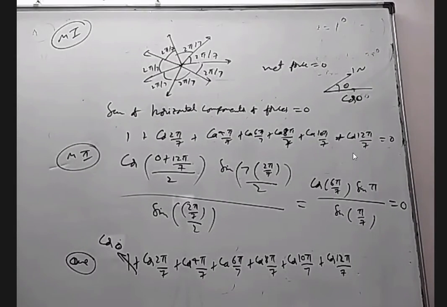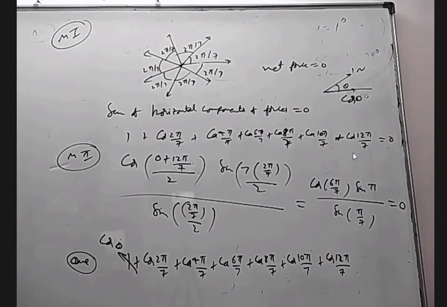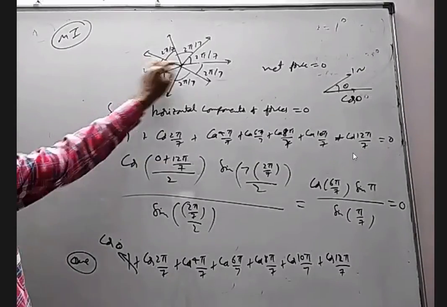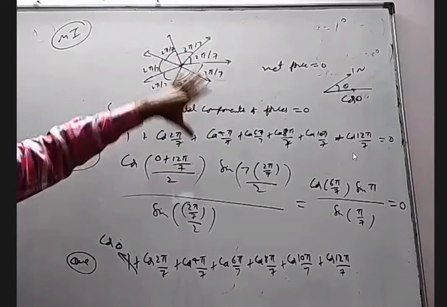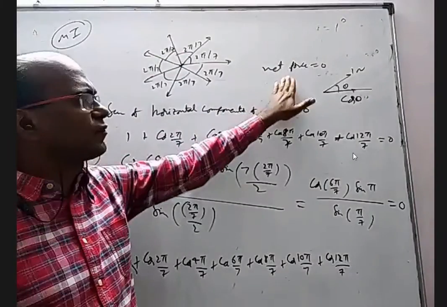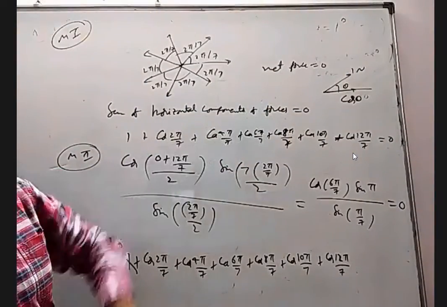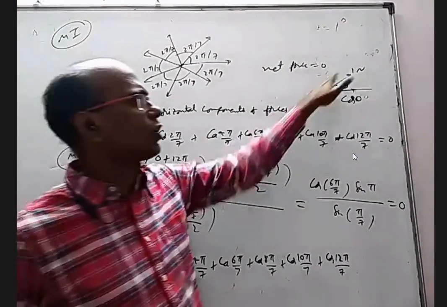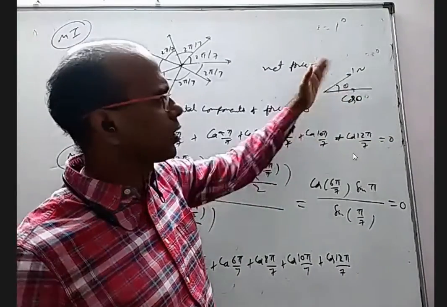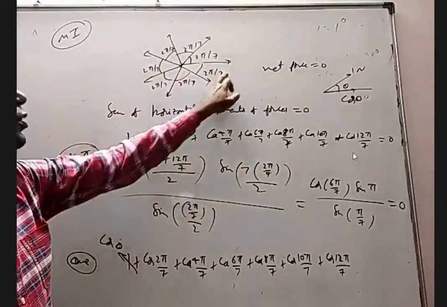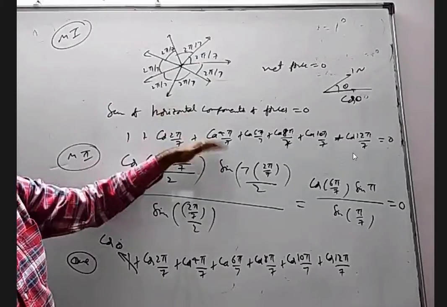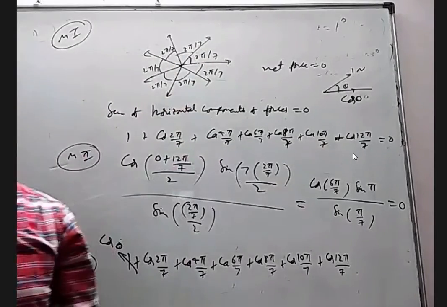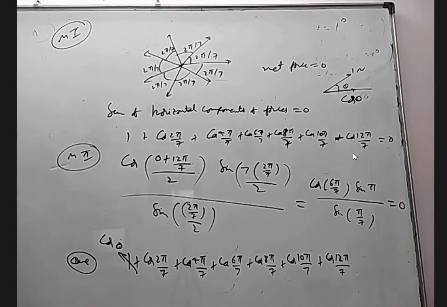Could you please explain that method once more? On a particle, if 7 forces of each 1 Newton are acting at equal angles, the net force is 0 because all are symmetrical. If net force is 0, the sum of their horizontal components is 0. For any force of 1 Newton making an angle theta with the positive x-axis, the horizontal component is cos theta. So for this 1 Newton, the horizontal component is cos 2 pi by 7. For this 1 Newton, cos 4 pi by 7. For this one, cos 6 pi by 7, and so on. Is it okay?